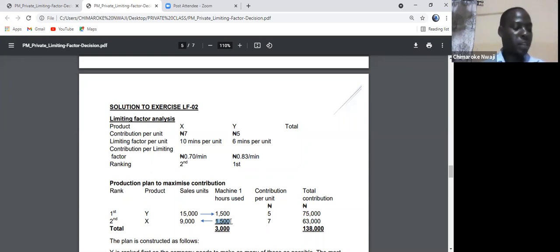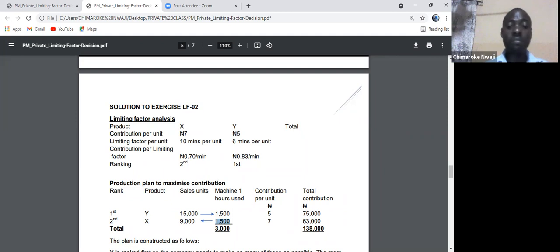So what we'll do now is, we will say 1,500 hours is what is required, and you have 10 minutes per unit, meaning that 6 units in 1 hour. So what you simply do is 1,500. Okay, another way of doing this is this. Let me make it easier.